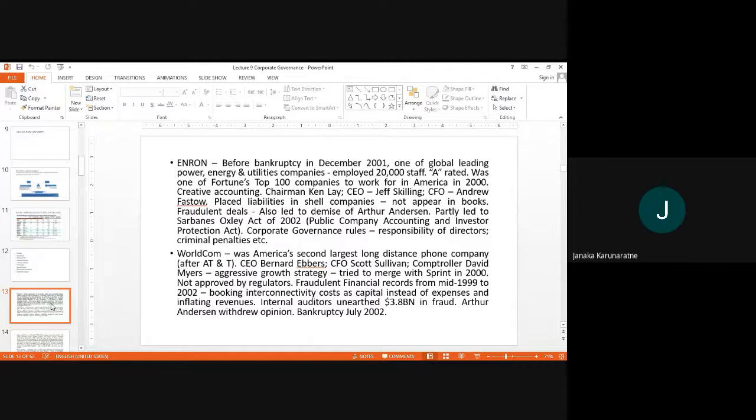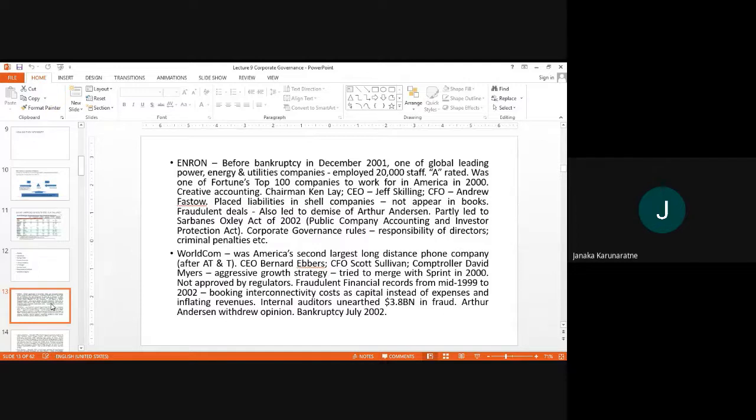As a result, the US government came up with a new law called the Sarbanes-Oxley Act, which is the Public Company Accounting and Investor Protection Act, and also corporate governance rules, new rules on the responsibility of directors, and also brought in some criminal penalties. I am not going to discuss the detail, but if you go through the Enron case, it is a classic example of significant failure of corporate governance, risk management and controls.